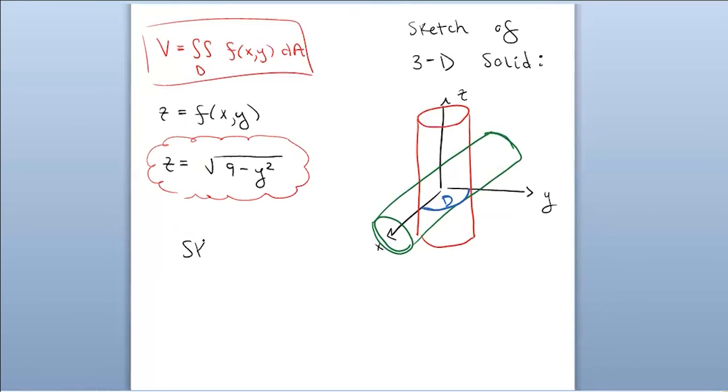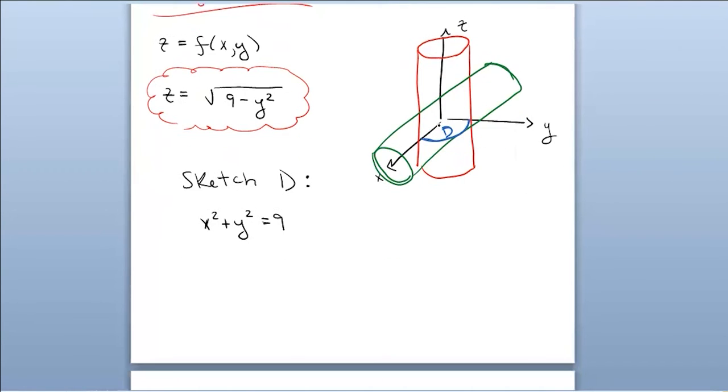So here I'm going to sketch D. And I'm going to use that x squared plus y squared is equal to 9. Once again, I'm only going to do this one piece. That's not everything. That's not my whole volume, but it's just the one piece I'm going to use because otherwise we have symmetry and we can just multiply it to get our whole volume.